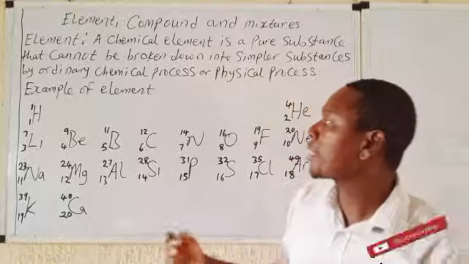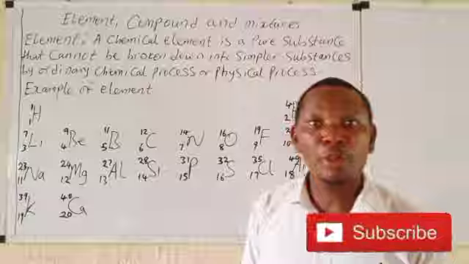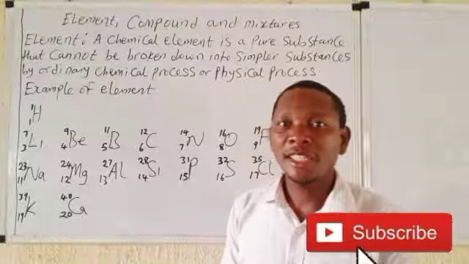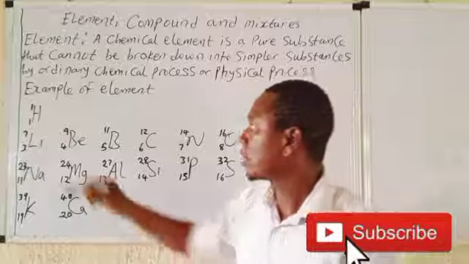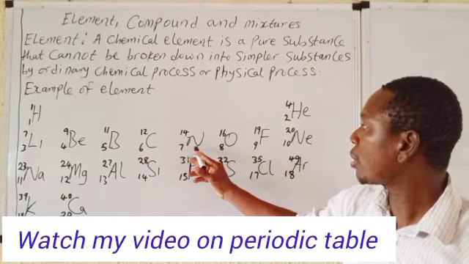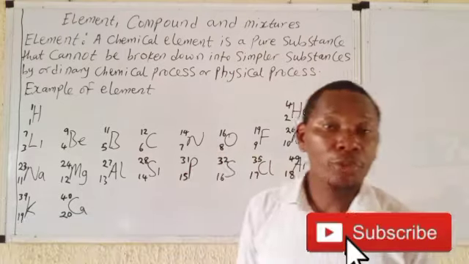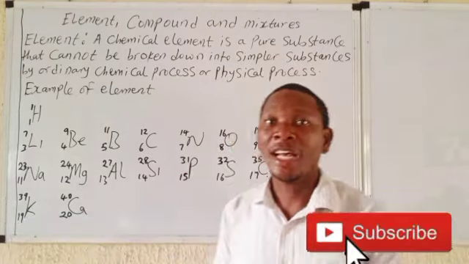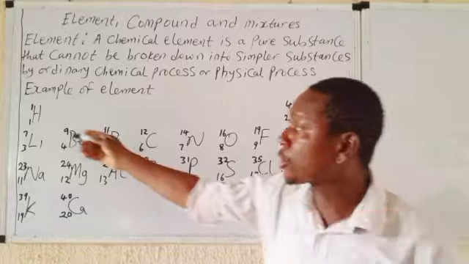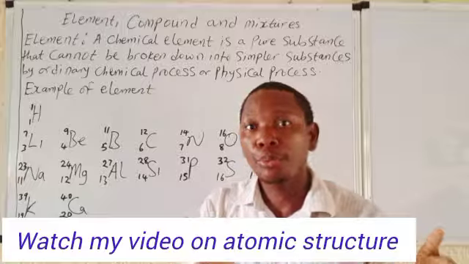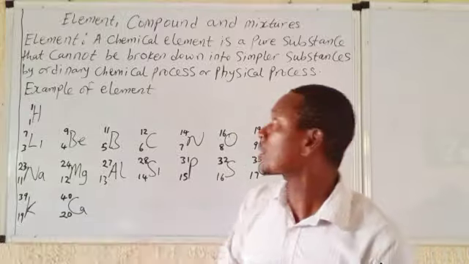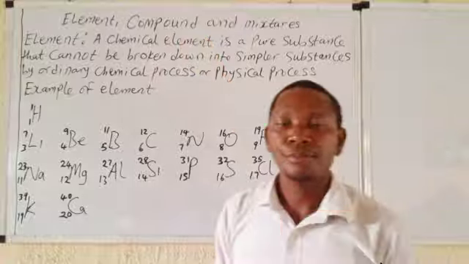Note that elements are arranged in order of their atomic number in the periodic table. And atomic number is the number of protons in the atom. You can see examples of elements: hydrogen, carbon, nitrogen, oxygen, fluorine, iron, and others. Note that in the nucleus of elements, they have protons and neutrons inside the nucleus, while the shell has the electrons. Now let's talk about compound.